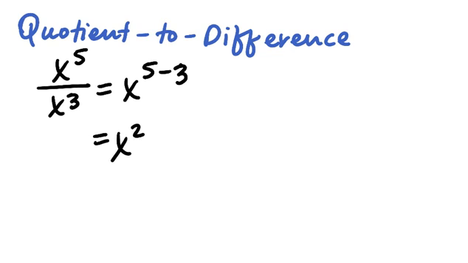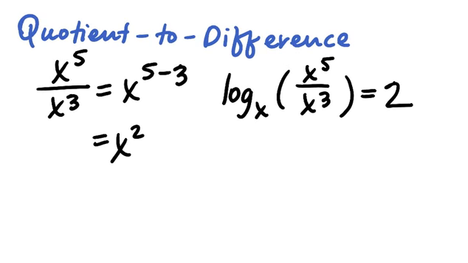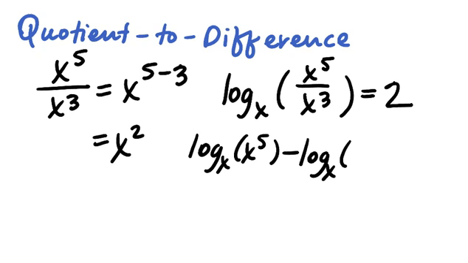So the corresponding log property would be log with base x, remember, because the base of the log relationship is the base of the exponential relationship, of x to the 5 divided by x to the 3. Well, I know that this is going to need to be 2 because I could divide those. So I'm going to expect this to come back 2. And then, well, I know that this is happening because of the 5 minus 3. So this is the log base x of x to the 5 minus log base x of x to the 3.